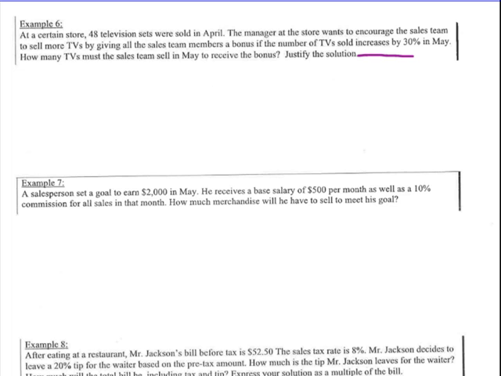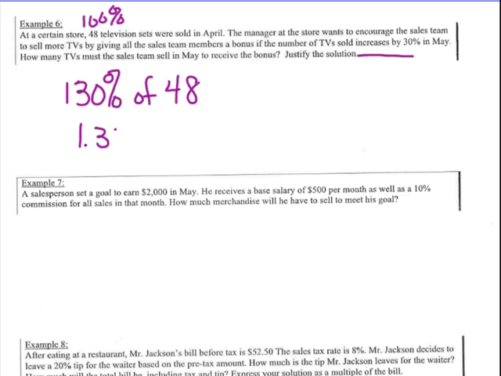Increase means add. So not only do they have to sell all 100% of the 48 TVs that they sold in April, they've got to increase it by 30%. So the smartest thing to do is say, oh, let's find 130% of those 48 televisions. So the smartest way to do this is to take 1 3/10, or 1 30 hundredths, change the percent to a decimal, times that 48. 1 3/10 times 48 is 62 and 4/10.